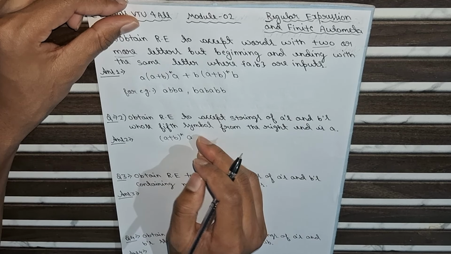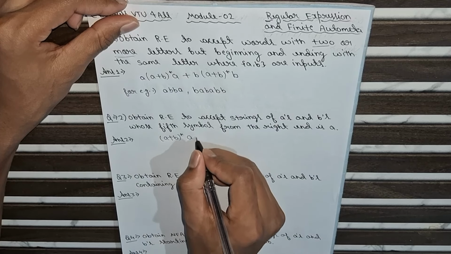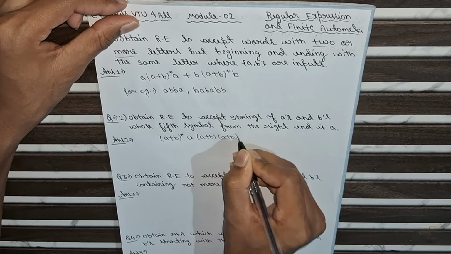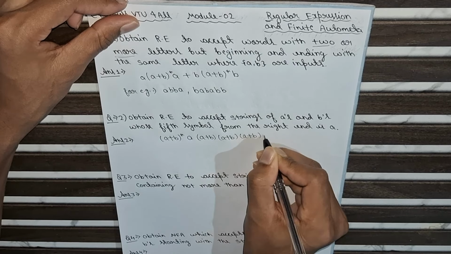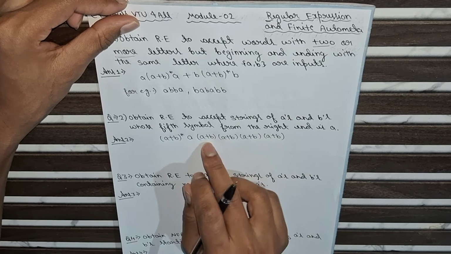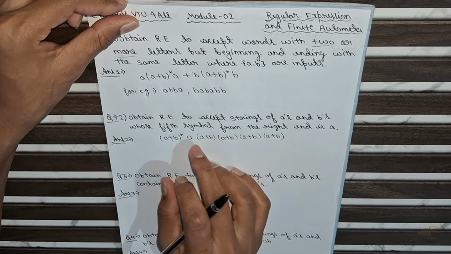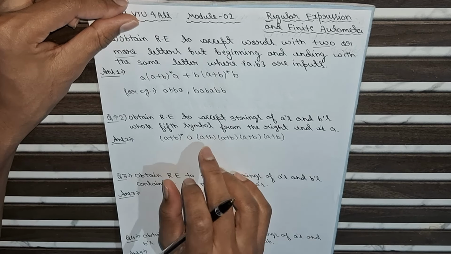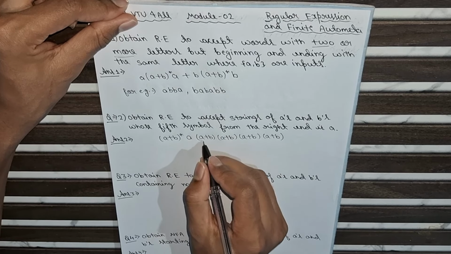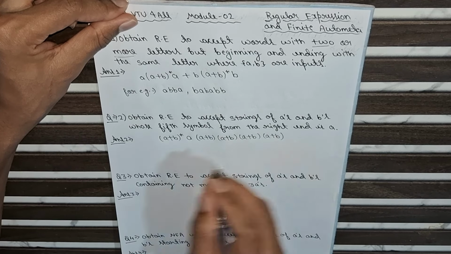So we will write here 4 times (a+b)(a+b)(a+b)(a+b). So 1, 2, 3, 4, and the fifth from the right is in the fifth position. And here any number of a's and b's, suppose here a, b, b, like this.